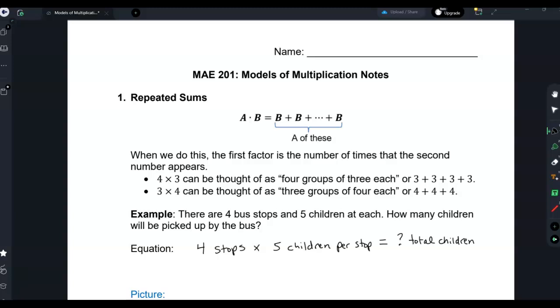So basically, the objects in this case are children, and the groups in this case are stops, right? And what's going to happen is the word that comes after per in the second unit is going to match the first unit, and then the units on the second factor are going to match the units on your answer. And that's always going to work that way with this model. All right, so that's our setup equation.